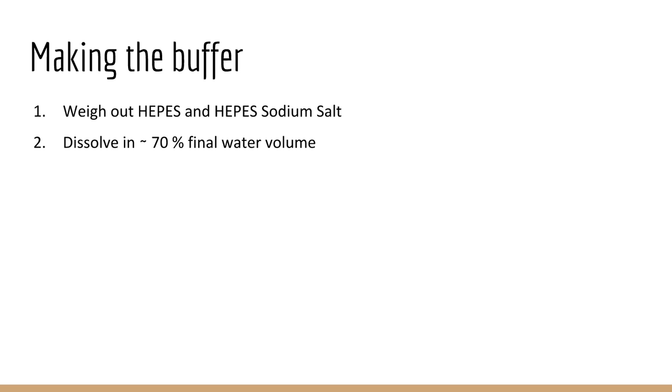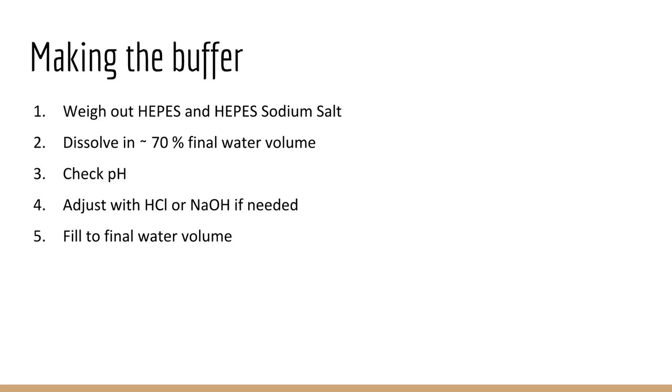We use 70% of the total water so that if the pH needs to be adjusted in a later step, we will not exceed our total volume when we add acid or base. Once the solids are amply dissolved, we will check the pH using a pH meter. If the pH is too high, add hydrochloric acid until desired pH is reached. If it's too low, add sodium hydroxide. Once your pH meter reads the desired pH, fill your container to the final volume of water, mix well, and you're ready to use your buffer.